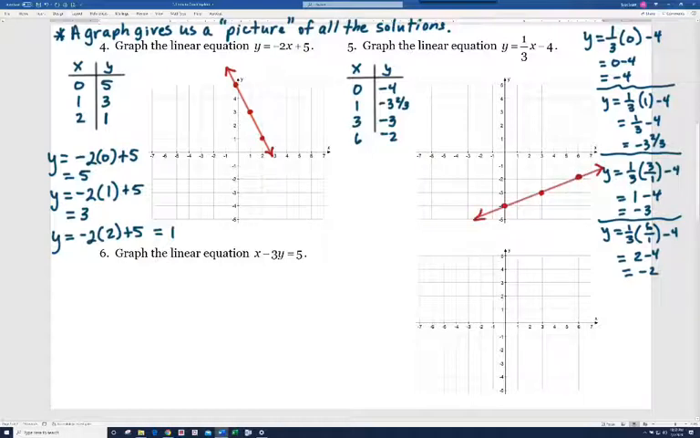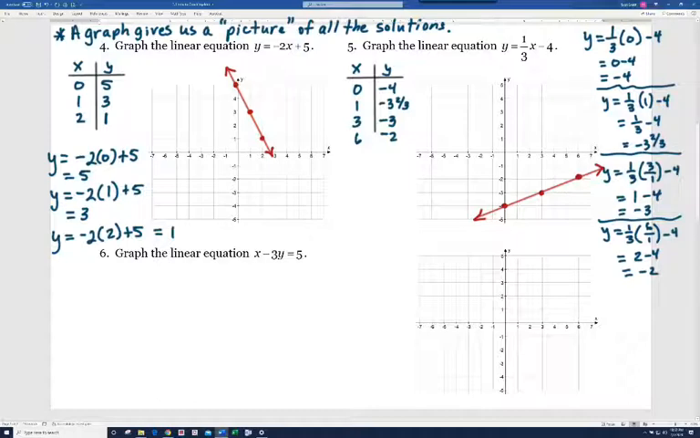And so finally you can see our points line up, and I've drawn the line. And so that's our solution to this, actually a picture of all our solutions, and that's the equation that we would graph here. Now number 6 is going to be a little bit more difficult. Notice it's not solved for y. I should say it's going to be more difficult if we're choosing x values first.